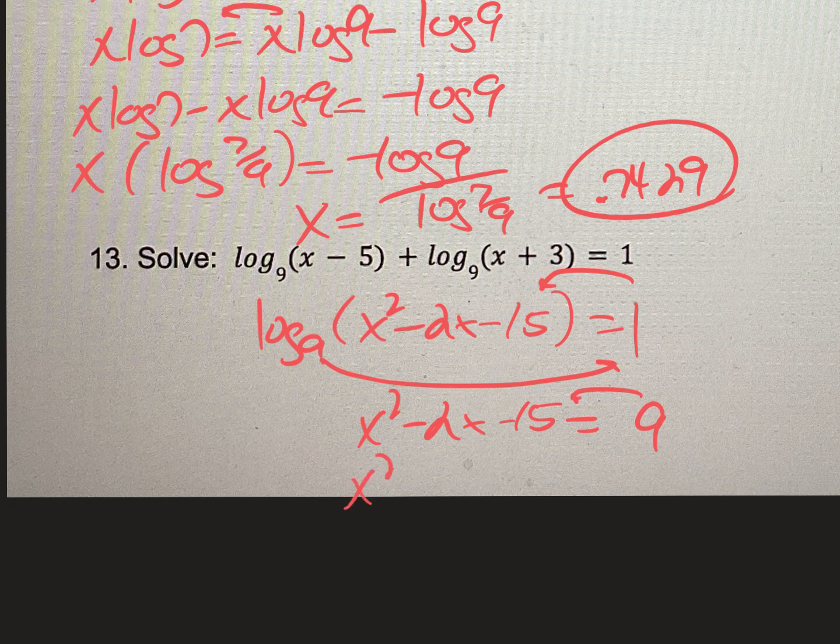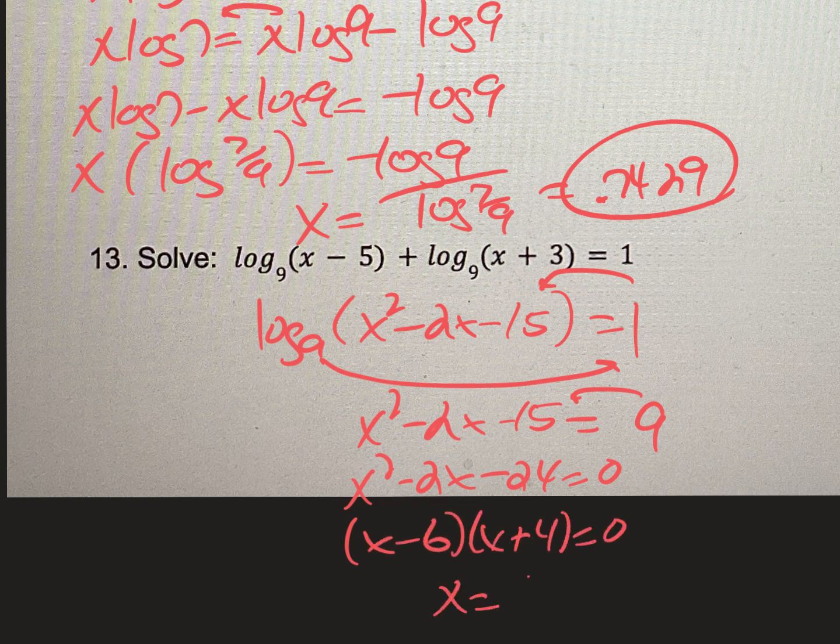I'm moving the 9 over. If I move the 9 over, that becomes a negative 24. Factor that with a negative 6 and a positive 4. So I get these two answers. I get 6 and negative 4. Check them though. If I plug negative 4 right there, it doesn't work. If I plug 6 in, it does. So 6 is it.